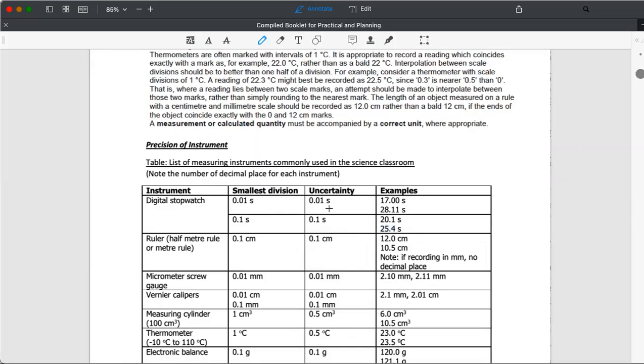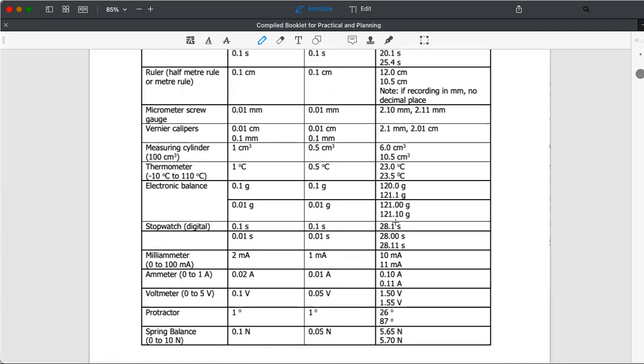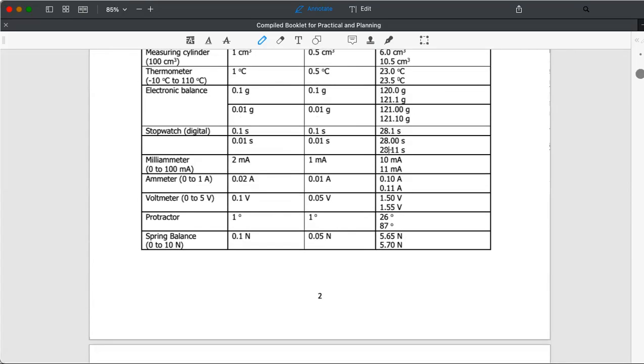So the uncertainty of the instrument helps you determine the number of decimal places you should give. So if you record the data in your table, if it's measured by the same instrument, by right, they should have the same decimal places. For example, if you use the stopwatch to measure time 1 as 20.1, then the next one 25.4 must be in the same decimal place as 20.1.